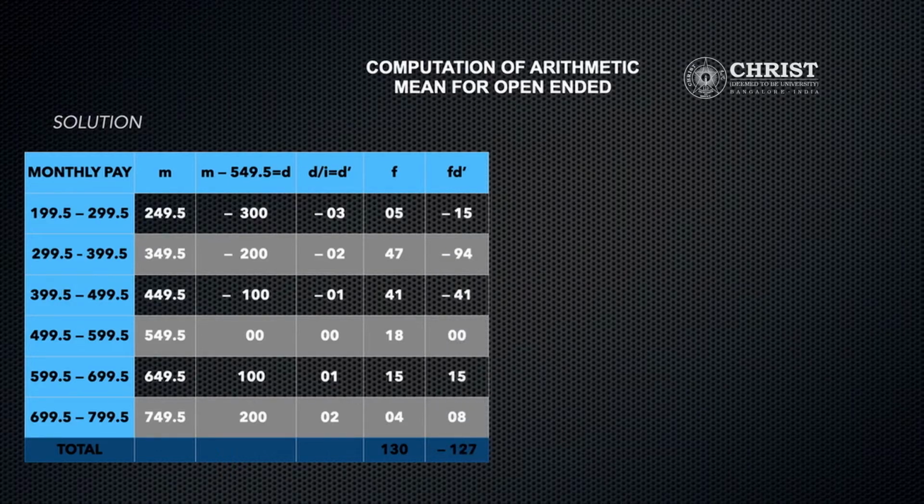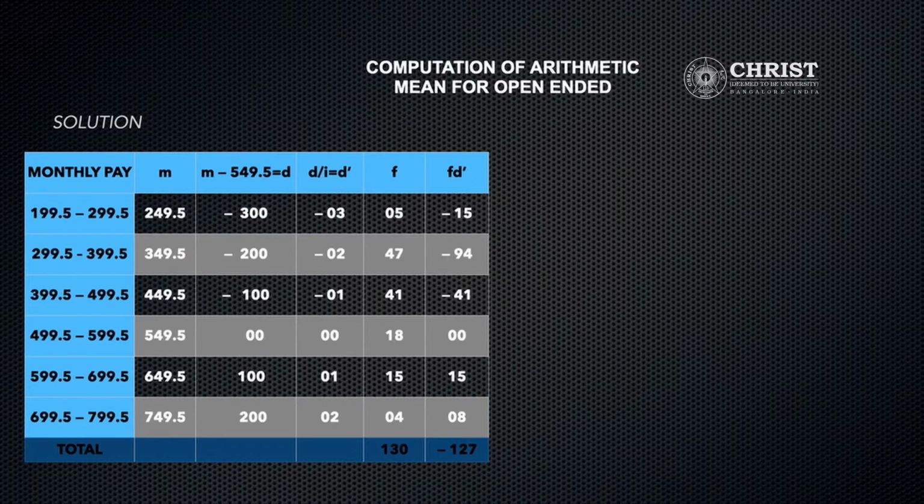Now D dash values we are taking, that is by dividing with the class interval. Class interval is 100 in this case. Minus 3, minus 2, minus 1, 0, 1 and 2. So now frequency values are there and FD dash values you have to take. So frequency total is 130 and FD dash value is 127.